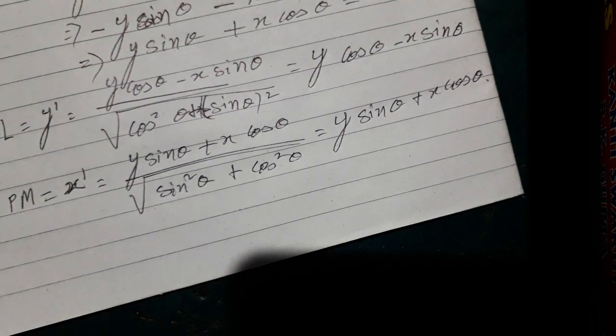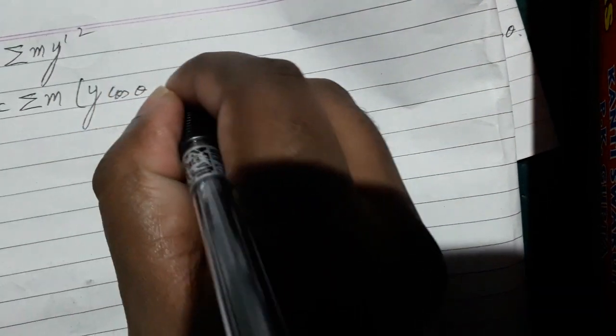Now we'll try to find the moment of inertia about the OX dash axis. That is the summation m y dash square. So what is our y dash? Y dash is (y cos theta minus x sine theta) whole thing square.